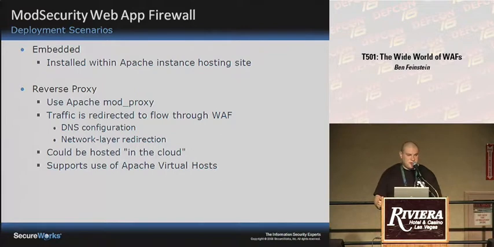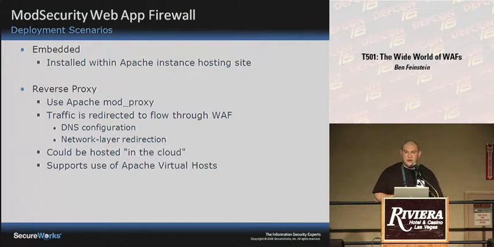There's also reverse proxy mode, which is more typical for a larger web app. You can do this in the cloud or other ways. You use mod_proxy, which is a standard Apache module, and configure it in reverse proxy mode. What that means is traffic is flowing through your WAF. The requests are flowing through your WAF. The responses are flowing back. You could achieve this through DNS configuration. You could have a DNS record for your website that points to your web app firewall, and your web app firewall has configuration so it knows where to proxy the request back to. You could also do network layer redirection, NATting, IP rewrite, whatever you want to do to make that happen.